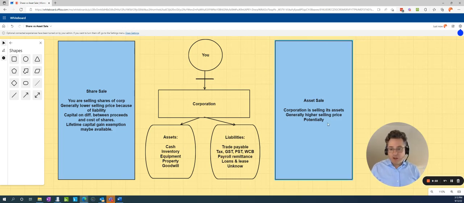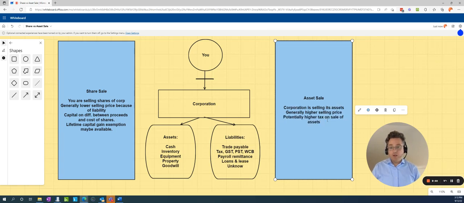All back. So yeah, we're saying potentially higher taxes on sale of assets. But you're getting a higher selling price too. So the question ultimately, and I don't have a rule of thumb, every situation will be different, is how much more tax for how much more money? And which one leaves you better off in after-tax funds in your pocket? I have to say, it's surprising how close the two get to each other in general.